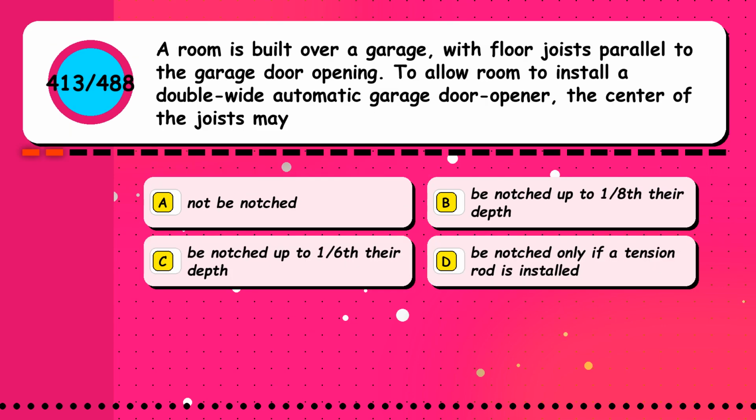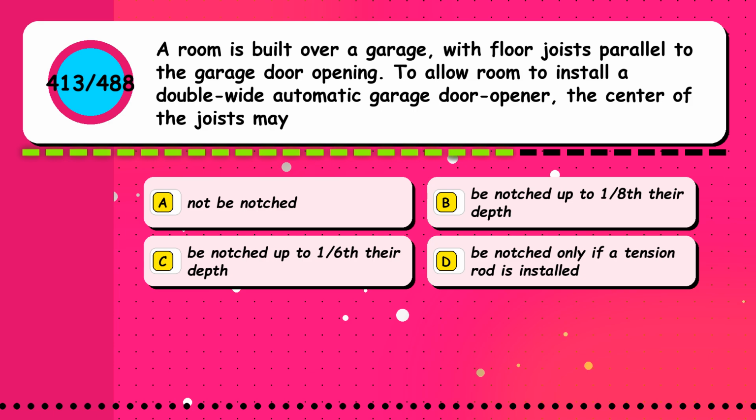A room is built over a garage, with floor joists parallel to the garage door opening. To allow room to install a double-wide automatic garage door opener, the center of the joists may: Option A. Not be notched. Option B. Be notched up to 1/8 their depth. Option C. Be notched up to 1/6 their depth. Option D. Be notched only if a tension rod is installed.